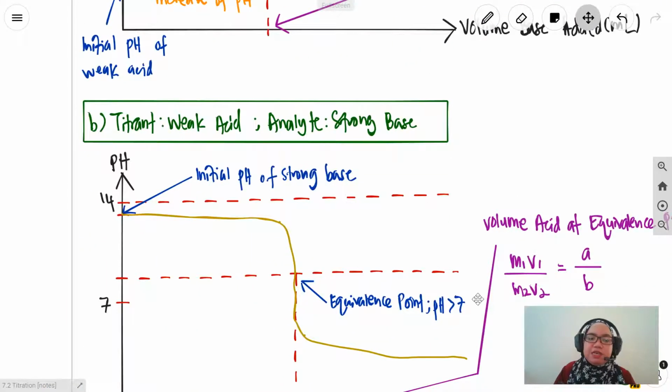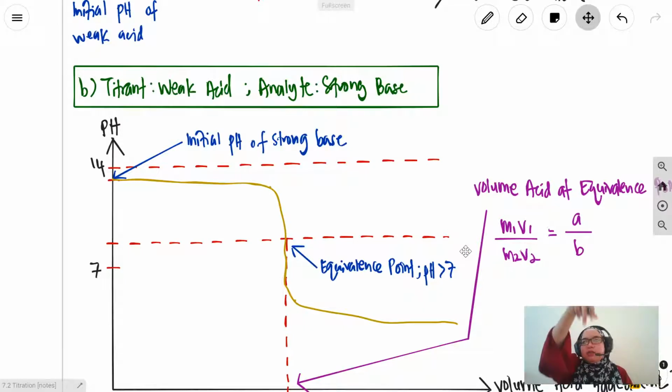Okay, last titration curve. If the titrant in the burette is a weak acid and the analyte in the conical flask is a strong base, the strong base has a very high initial pH, so we put it here. Upon dropping the weak acid as titrant, the pH will drop slowly, then fall at this step, until it goes down to the acid's pH. Here the equivalence point is larger than 7, because it is a strong base.